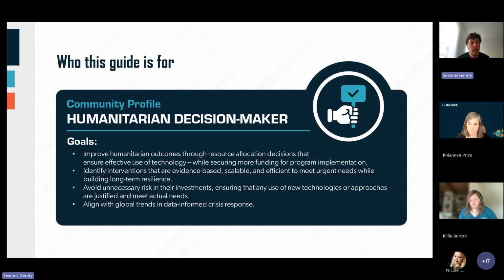This guide is an entry point for any humanitarian decision maker who is ready to improve their outcomes using satellite data. On this slide are a couple of goals and challenges that you can read through on your own that decision makers are grappling with. And we sourced this from our community survey and some stakeholder interviews that we did early on in this process.